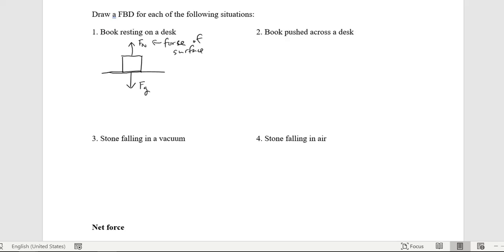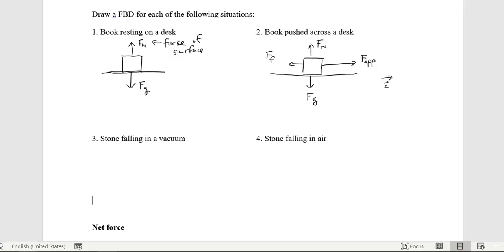Now, what happens if the book is pushed across the desk? Here's our book. There's still gravity because it's on Earth, and there's still the normal force because the desk is still holding the book up. But now there's an applied force causing the book to go across, and because it's sliding, there's probably friction. Notice I've made the applied force much bigger here. This is much bigger than the force of friction, and therefore the object's going to accelerate in this direction. So it's going to move.